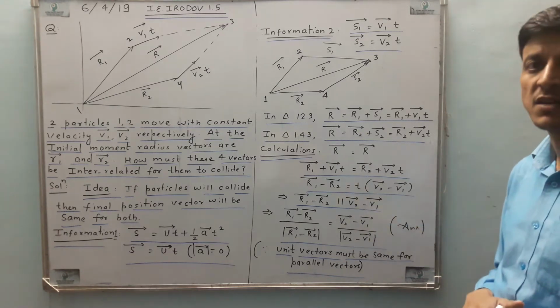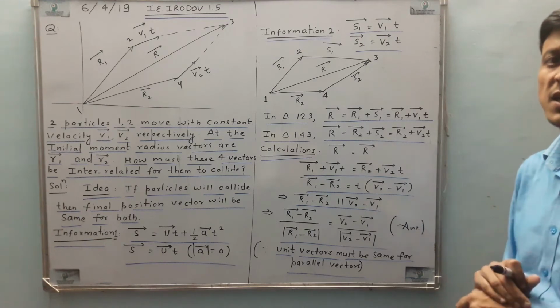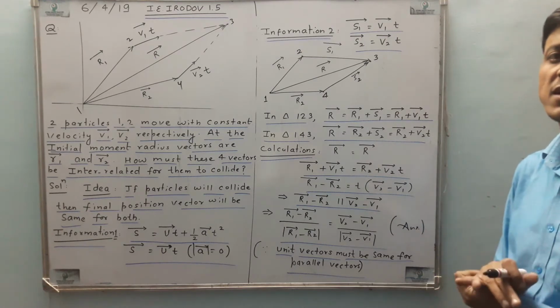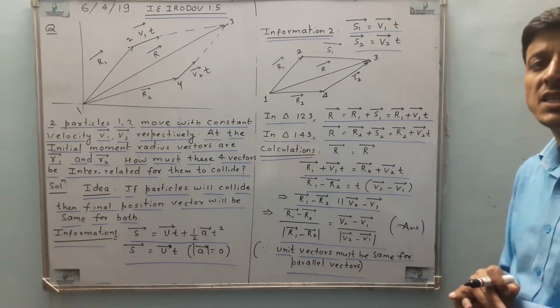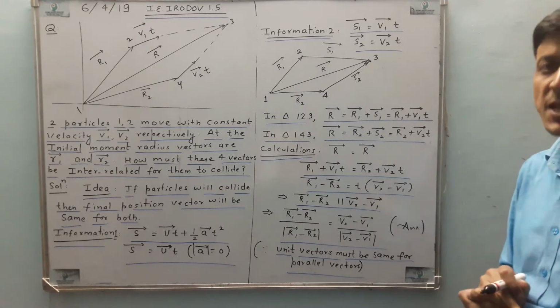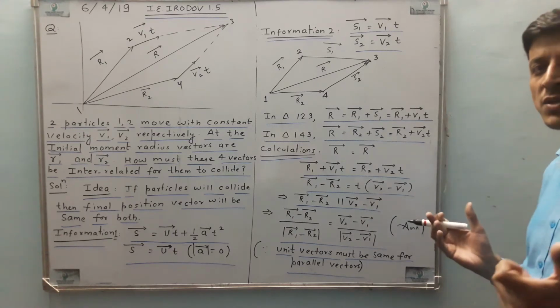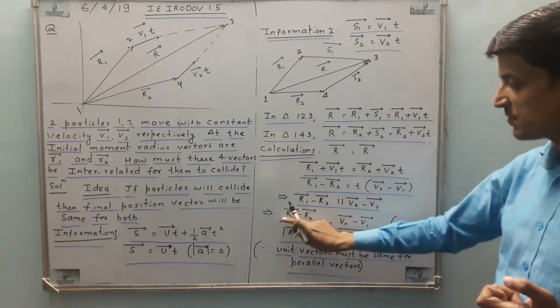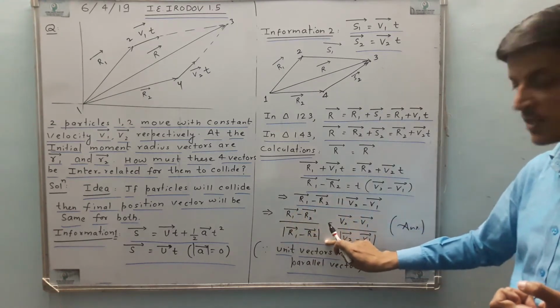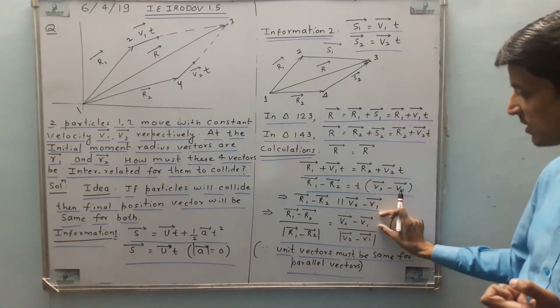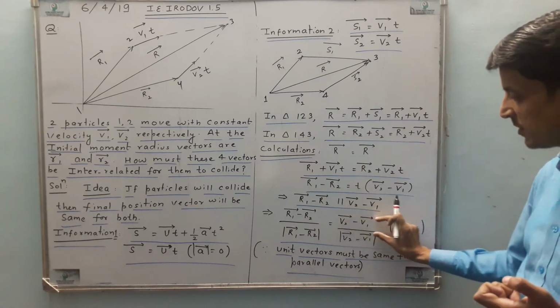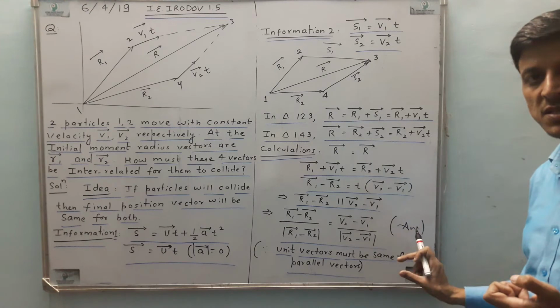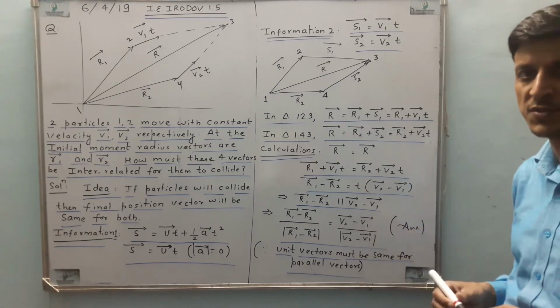If two vectors are parallel, then their unit vectors will be the same. So the last step is that the unit vector for r1 minus r2, which is the vector divided by its magnitude, should be equal to the unit vector for v2 minus v1, which is v2 minus v1 divided by its magnitude. In this way you can solve the question.